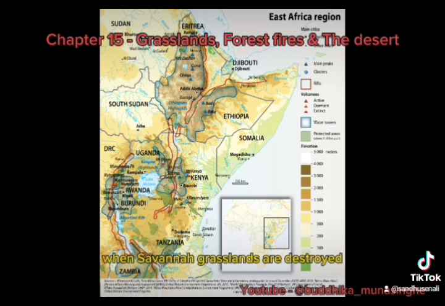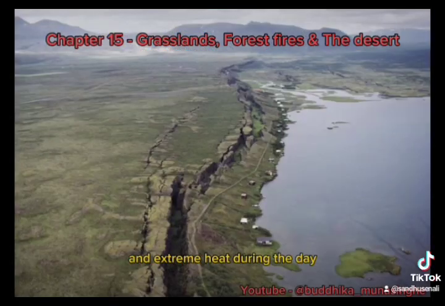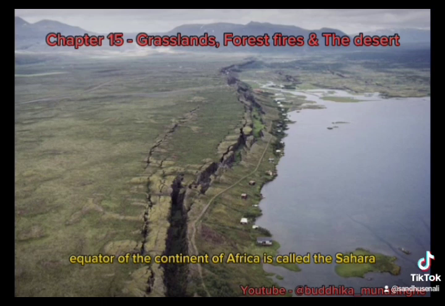When savanna grasslands are destroyed due to forest fires and the heat, the spread of these grasslands decreases and desert environments begin. Due to the extreme cold at night and extreme heat during the day, the desert north of the equator of the continent of Africa is called the Sahara, and the desert in the south the Kalahari.